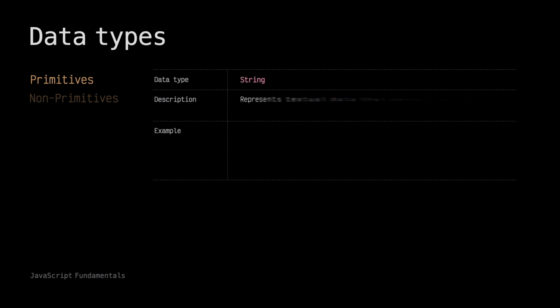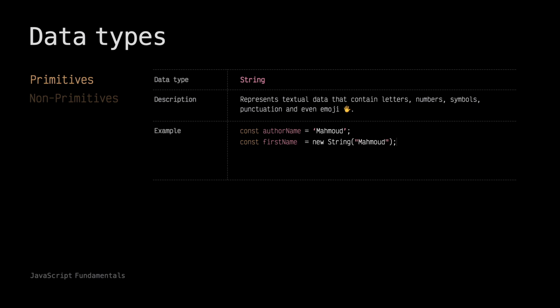String type is used for representing textual data that contains letters, numbers, symbols, punctuation, and even emoji. Strings consist of zero or more characters surrounded by any of the three types of quotation marks in JavaScript: single quotes, double quotes, and backtick. Practically, there is no difference between double and single quotes in JavaScript. Strings can be created as primitives from string literals or as objects using the String constructor.